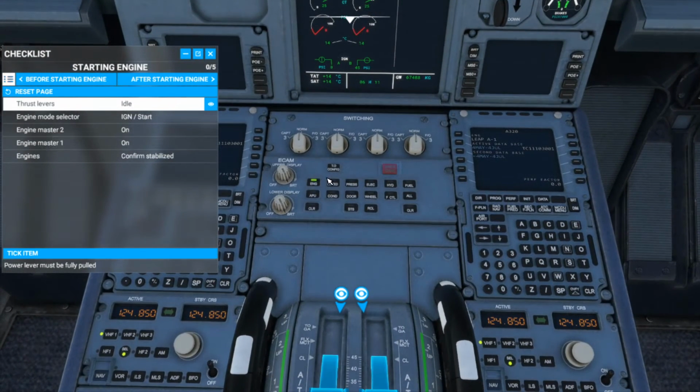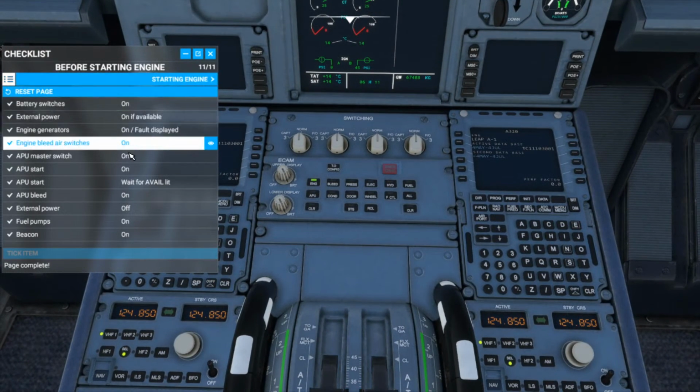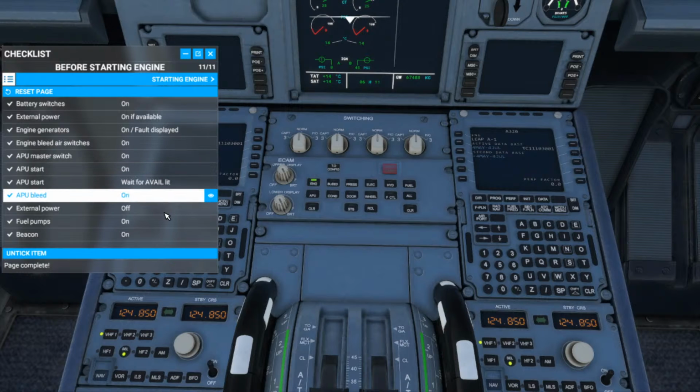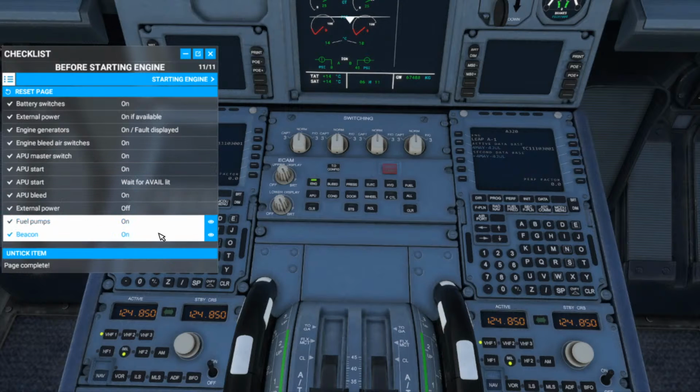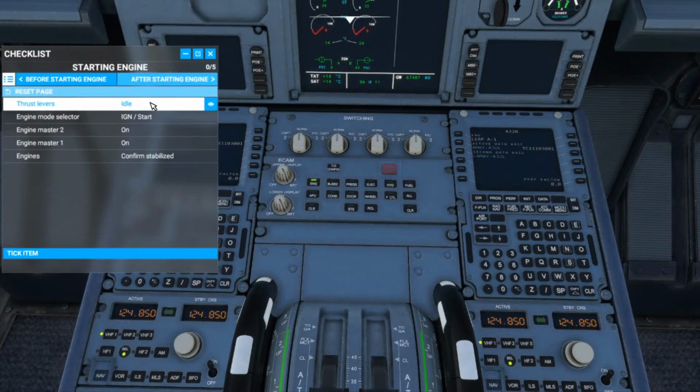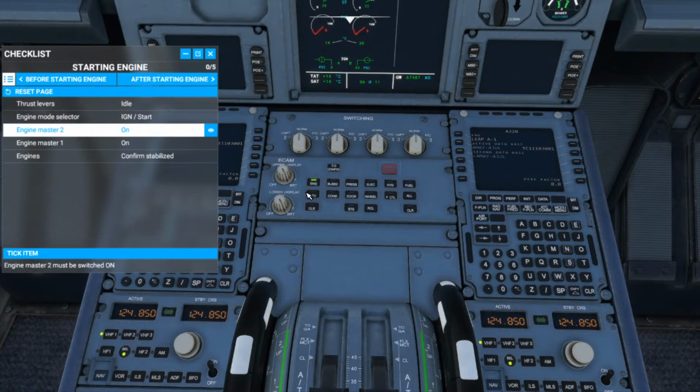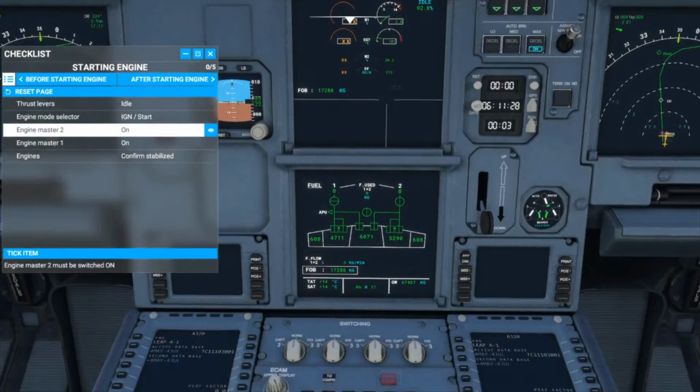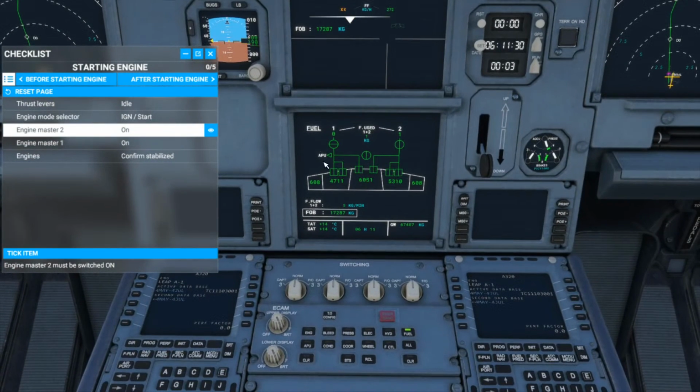And let me go over this. Fuel pumps on, beacon on. Okay, that's good. So the engine is starting now. If you look at the fuel, it's burning a lot of fuel here, really burning fuel as the initial startup. It seems like it's taking fuel from the center and putting it on the wings.